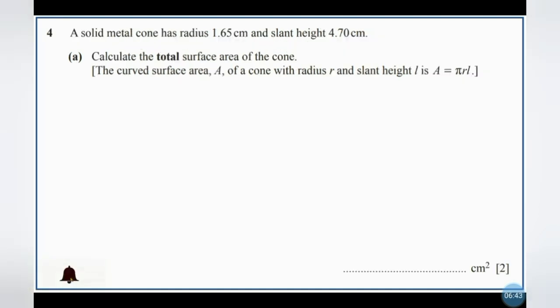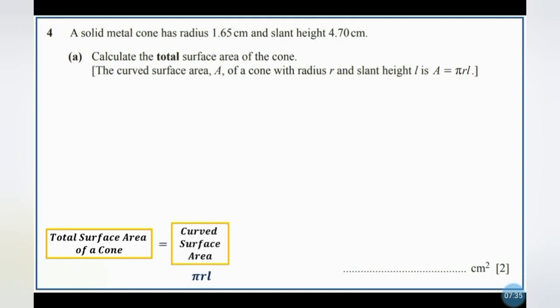Okay, let's move on now to question number 4. Question number 4 says, a solid metal cone has a radius of 1.65 centimeter and slant height of 4.70 centimeter. Calculate the total surface area of the cone. Total surface area of a cone is equivalent to curved surface area plus area of the base.